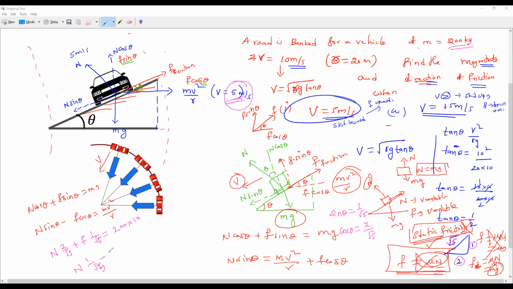1 by root 5 minus f cos theta value 2 by root 5, which is equal to m value 200, velocity 5 squared, divided by r value 20. So the zeros will get cancelled, 2 ones are 2, 2 tens are 20, which is equal to 10 into 25, which equals how much, guys? 250. Okay, so 250 it is. Till here, if anybody has a doubt, you can ask me.